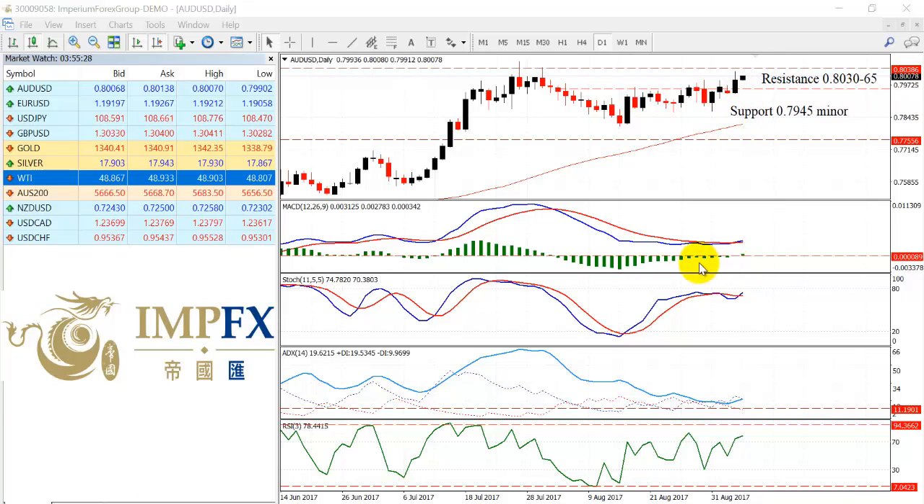Overall, I'm a little bit skeptical as the technical implications are not supportive of a bullish case. Therefore, we could see this level fall once again around 80.30.65 like we saw back in July and see the market tumble back towards the support at 79.45 and reassess from there.